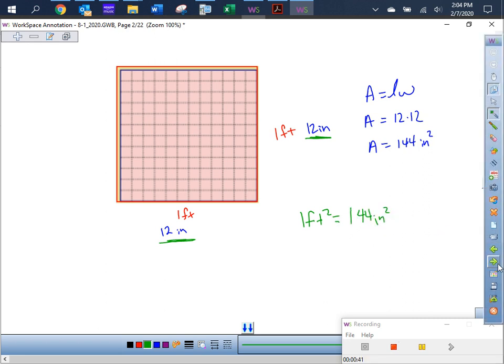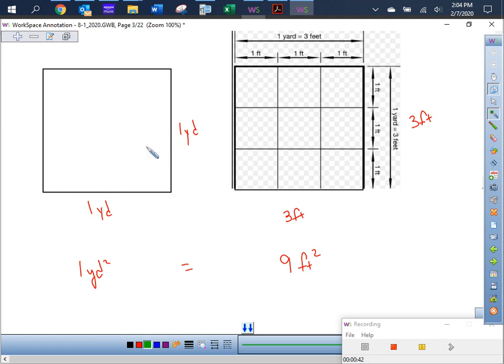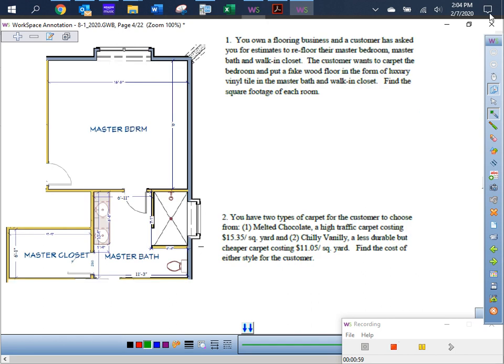And it's just the same thing if you're doing 1 square yard. 1 yard by 1 yard is the same thing as 3 feet by 3 feet. And there's 9 square feet inside of 1 square yard in that one, because 3 times 3 is 9. So 1 square yard is 9 square feet. So we'll use those facts to help us do this problem right here.